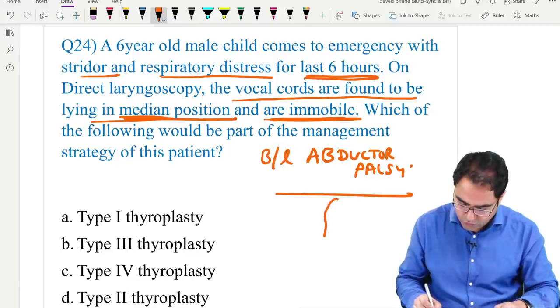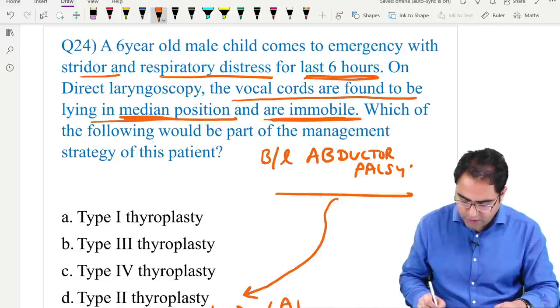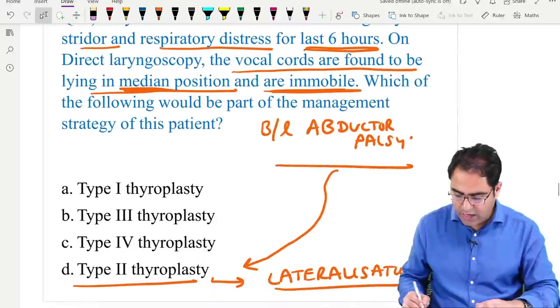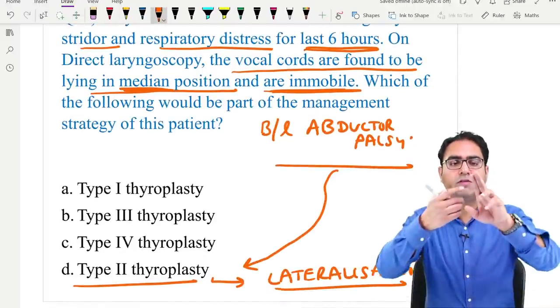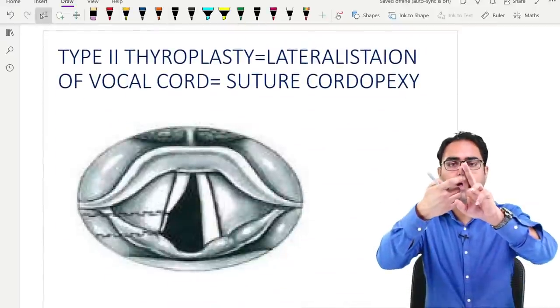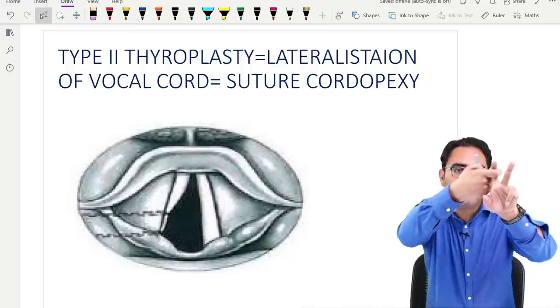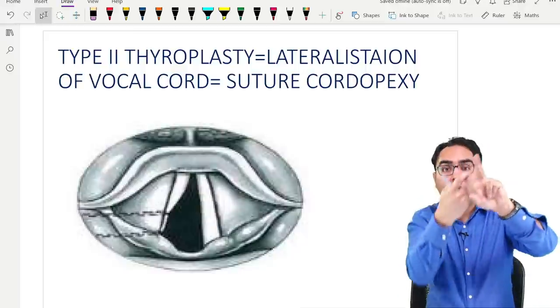For this, we use which thyroplasty, beta? Type 2 thyroplasty, also called lateralization of vocal cord. You understand lateralization, beta? Please understand, we pass a suture around one vocal cord. Look at my hand, beta. We pass a suture around one vocal cord, we pull it outward so that air starts going into the lungs, beta. This is called lateralization, beta.